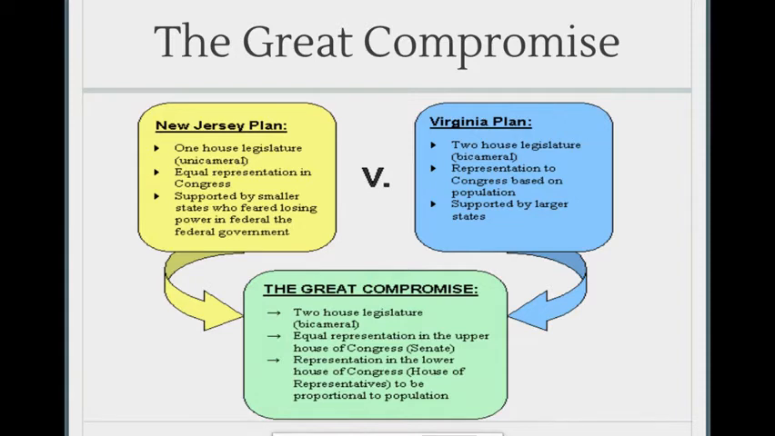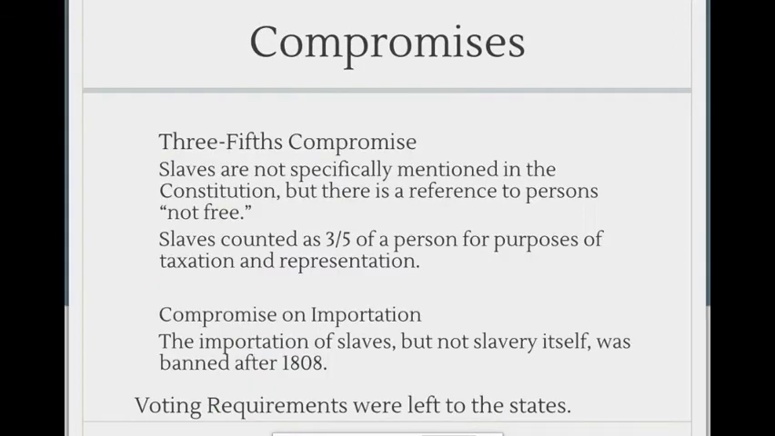All right, so the Great Compromise, also known as the Connecticut Compromise, is going to come in, and they're going to have a two-house legislature. The Senate is going to be based on equal representation, and then you're going to have the House, which is going to be based off of population. This is a bicameral system.